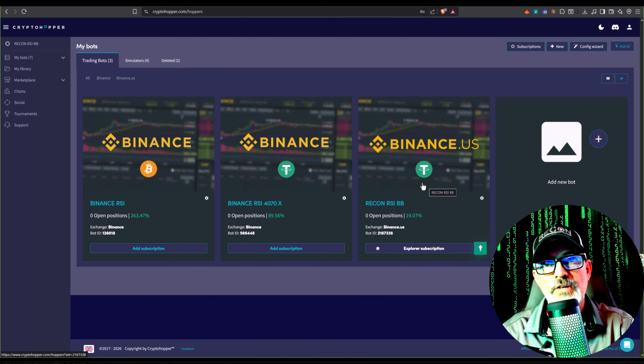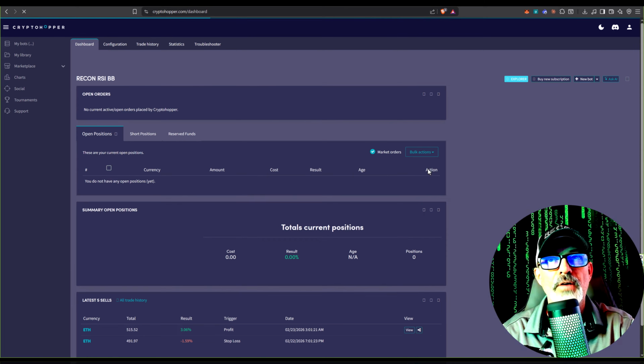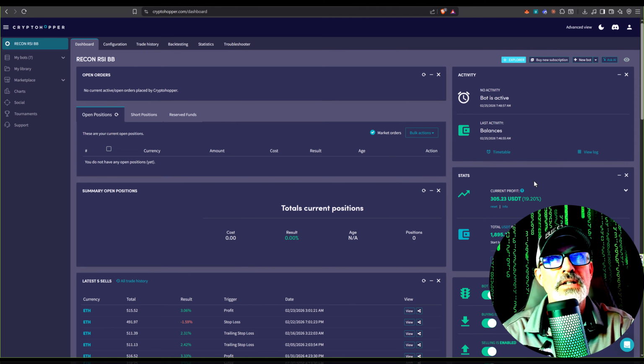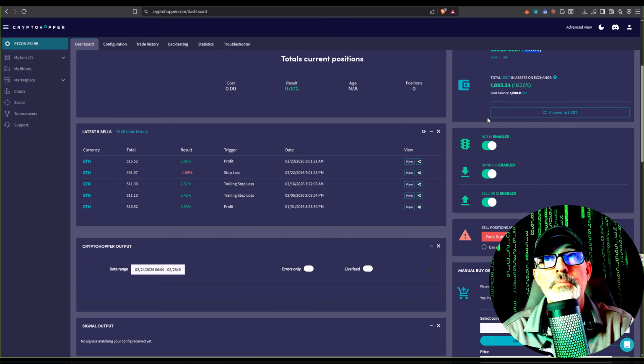So to get the actual numbers, we need to click on this bot and take a look at the actual trades and the profit or loss on those trades. Again, disregard the 19%. That is not accurate. I've done the math. This is not an accurate number, 19% as far as profit goes. Now, if we scroll down, you can see the bot is enabled and active. It's looking for signals. And then here in the middle of the screen, we can see the latest 5 trades.